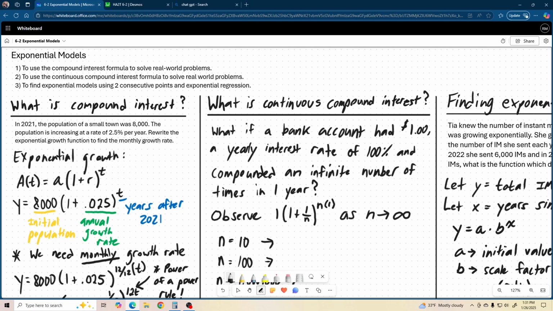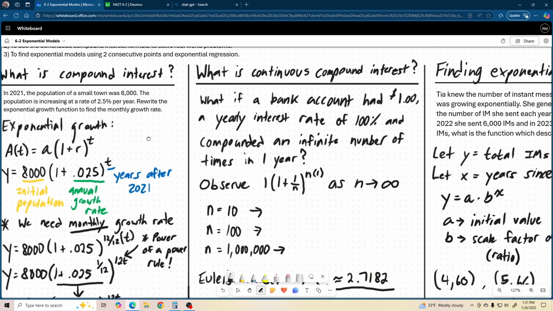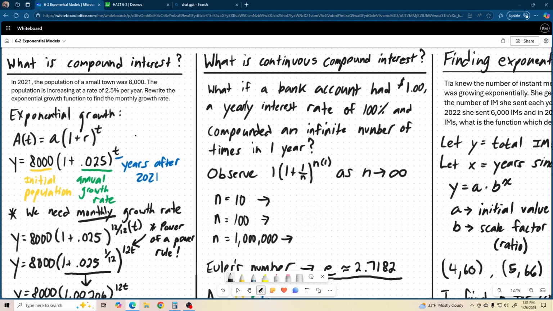So first we're going to use the compound interest formula to solve real-world problems. So first of all, what is compound interest? So let's start off with the problem, and we'll kind of explain it as we go through the problem. So, in 2021, the population of a small town was 8,000. The population is increasing at a rate of 2.5% per year. Rewrite the exponential growth function to find the monthly growth rate.